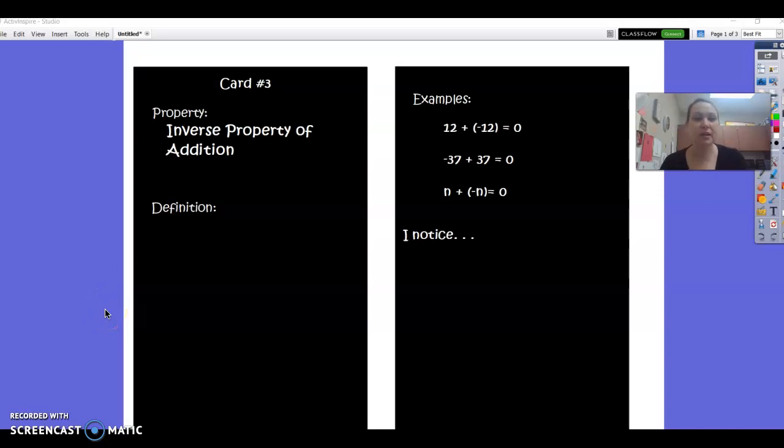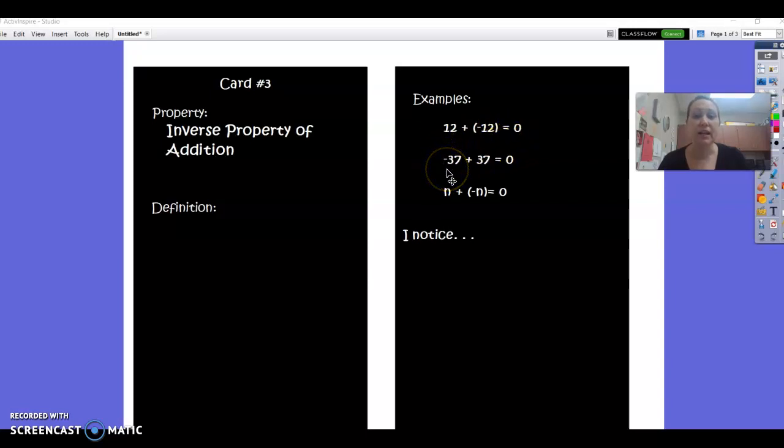Hey guys, I am continuing on with the properties of numbers. And so the next two we're going to look at are both inverse properties. The first one here is the inverse property of addition. And I see that I have 12 plus negative 12. So I think we talked about last week when we have one of each sign that the negative wins. So this is really just 12 minus 12. And I know that that's equal to 0.